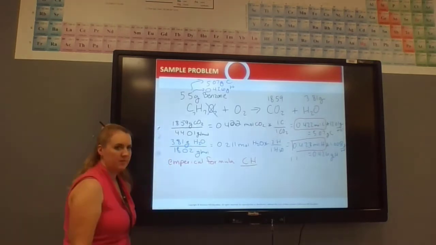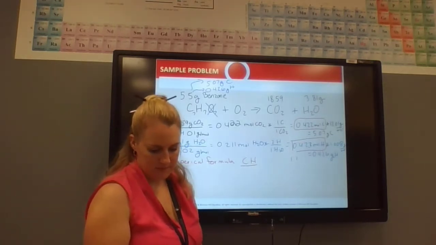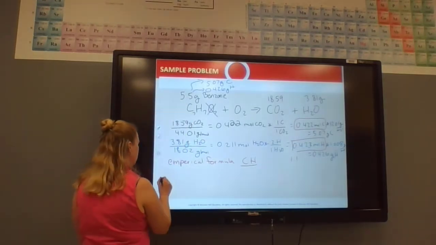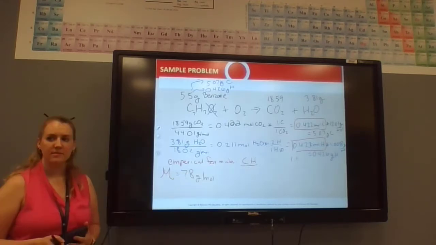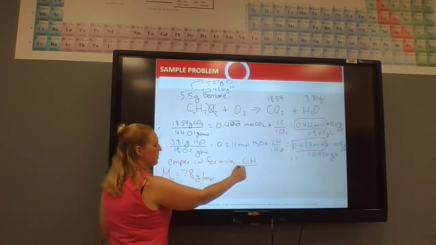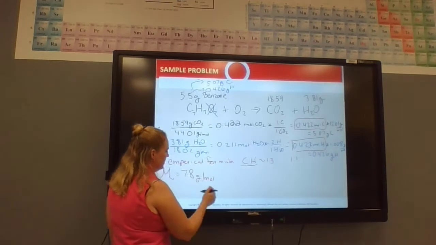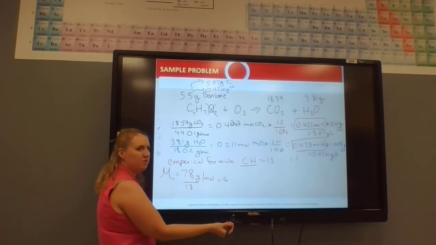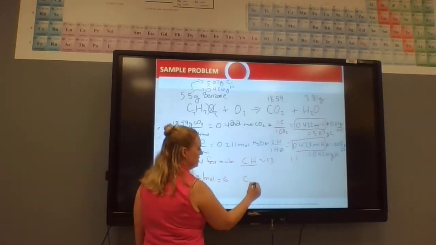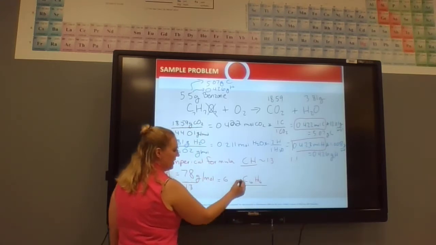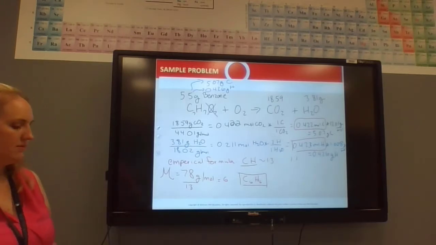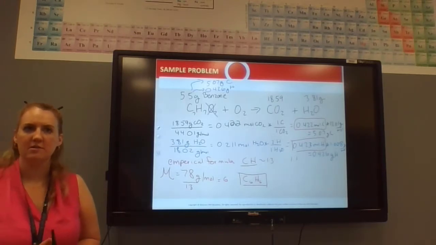Last part, it did give us the molar mass to be 78 grams per mole. So figure out from that what the molecular formula is. Have you figured out the ratio yet? 6, good. So the empirical formula mass is approximately 13. So 78 divided by 13 gives us a ratio of 6, which means the actual molecular formula is C6H6, which is in fact the molecular formula for benzene. Yay! And that's combustion analysis.